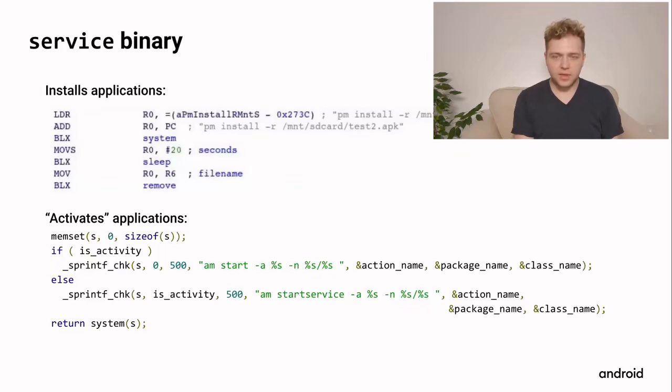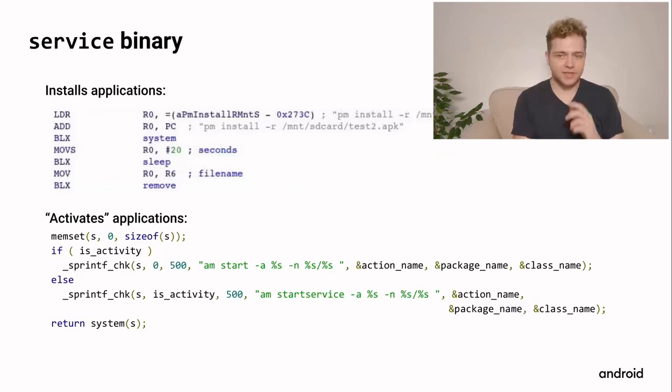The other binary, the service one, is used to install apps, and you can see that there's a pm install command being called on an APK file that is on the SD card. This APK file is downloaded by the browser. This also is a way of hiding the network traffic, right? Because you expect the browser to be downloading files. So they are using the browser to do just that, download the APK file.